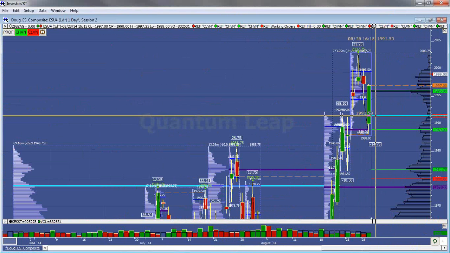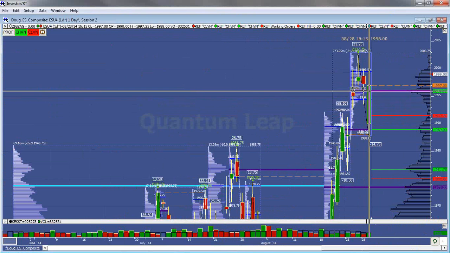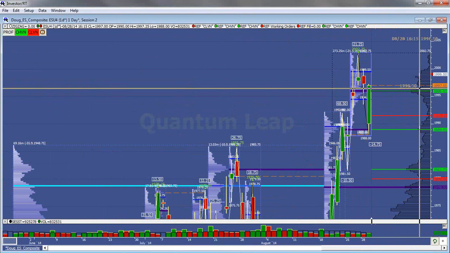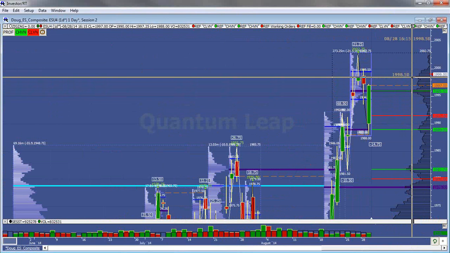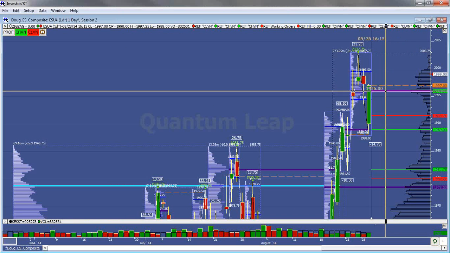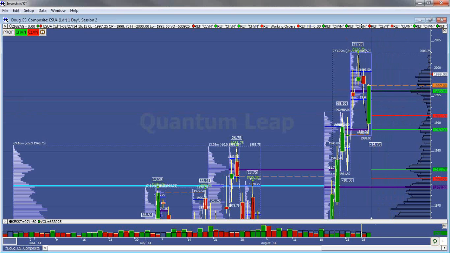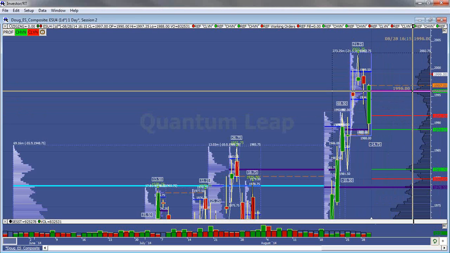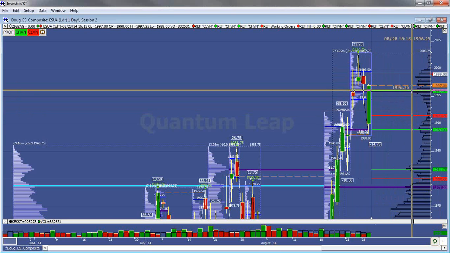You can see that I've included yesterday into the microcomposite, which shifted it. Originally, yesterday the 3-day microcomposite was up here at 1998.50, with the amount of trading that we did in that 1995 area in the afternoon. I've added the day from yesterday into the microcomposite, and you can see clearly that we have the 4-day microcomposite VPOC now at 1996.